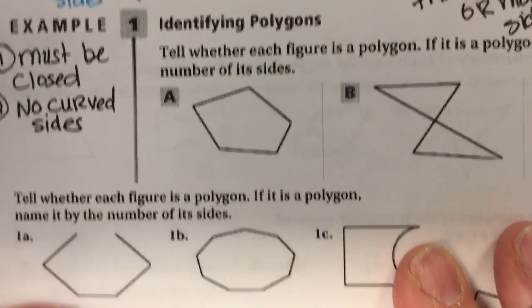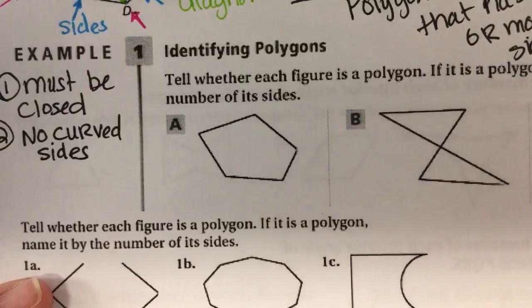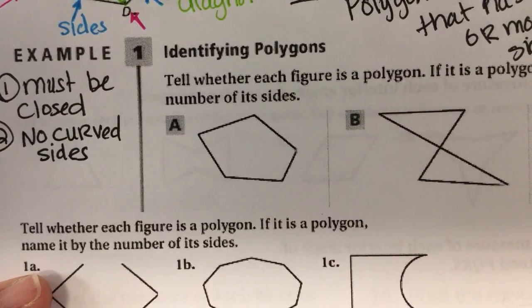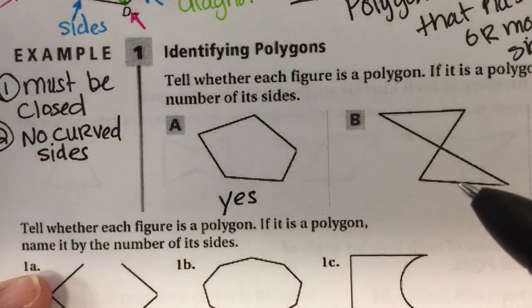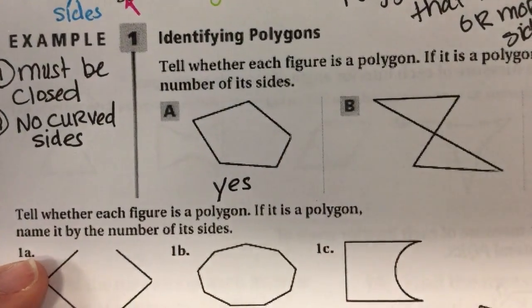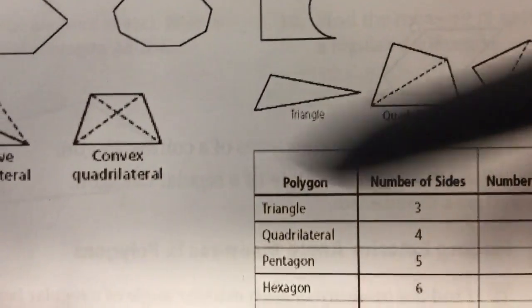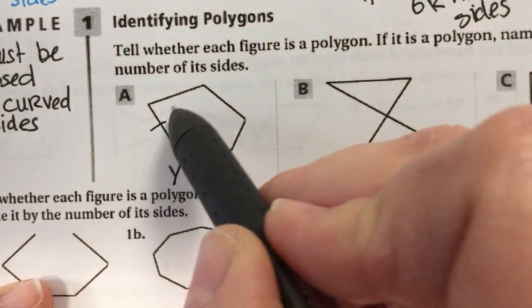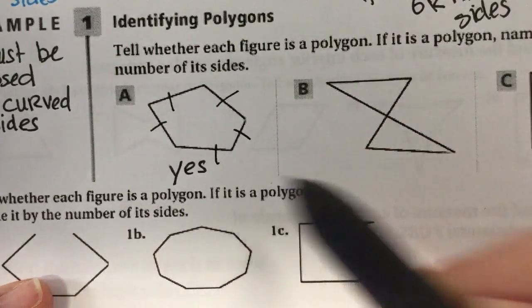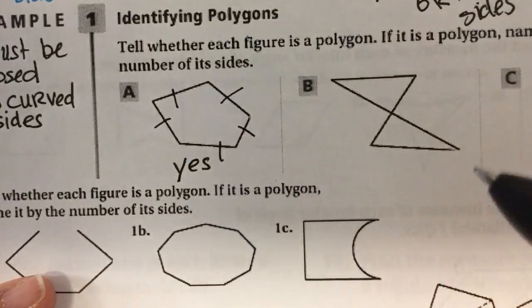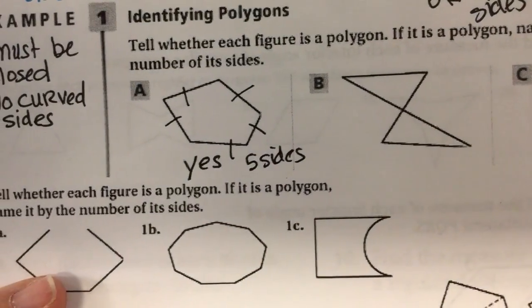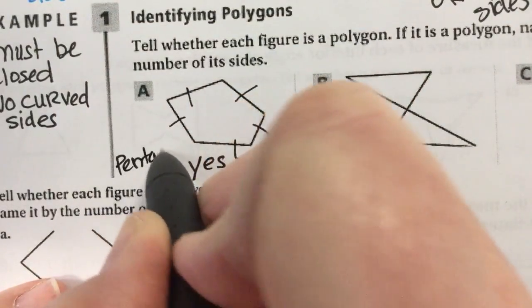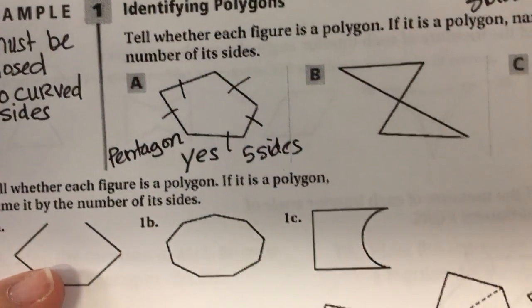All right, so let's go look at this first one. Let's look at A. Yes or no, is this one a polygon? Yes. It is closed, doesn't have any curved sides. The next thing they want me to do is name it. If you look down a little bit further on your notes, you can see the names. All right, so we have 1, 2, 3, 4, 5. Those are not tick marks. I'm just counting the number of sides. So I have 5 sides. So when I look down here, we would call that a pentagon. Okay.